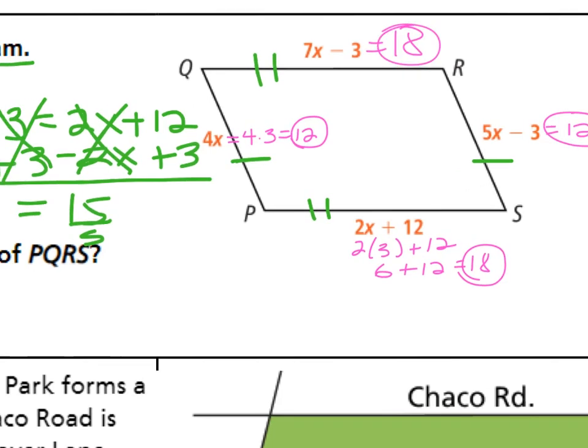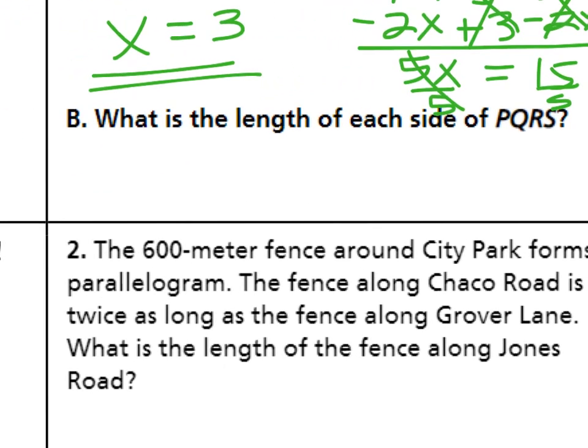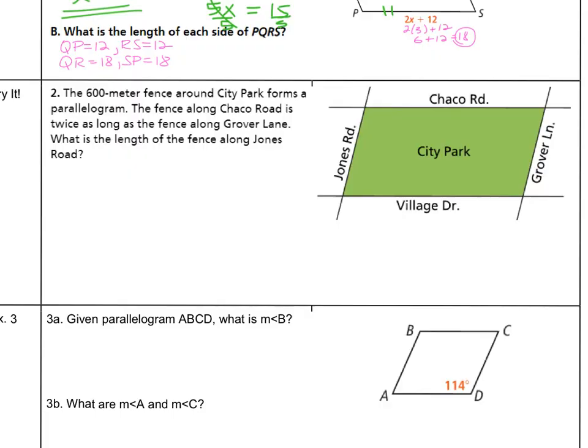Therefore, to list out the answers, what is the length of each side, we just want to make sure that we're clear because we might see it on Savas where you have to label each particular segment. QP is 12, RS is 12, and then the other two, QR would be 18, and SP is also 18. And there are your answers incorporating a little bit of algebra.